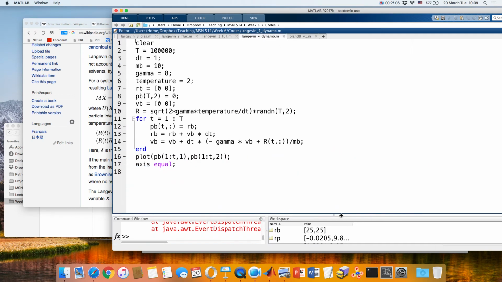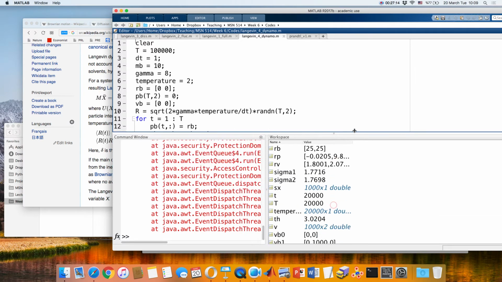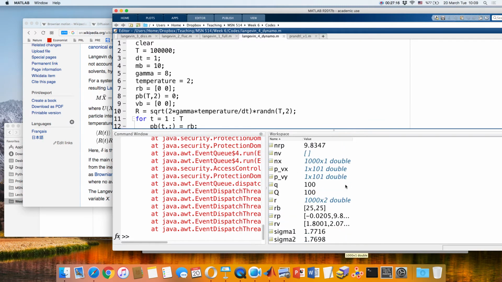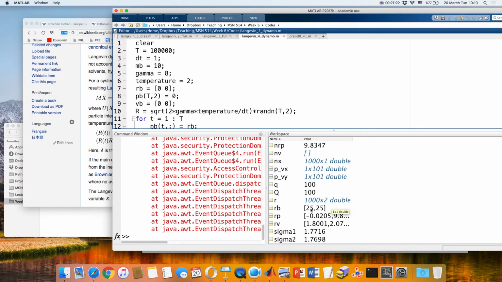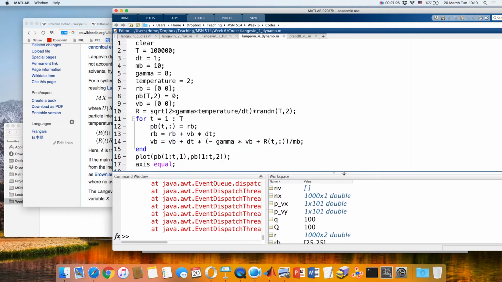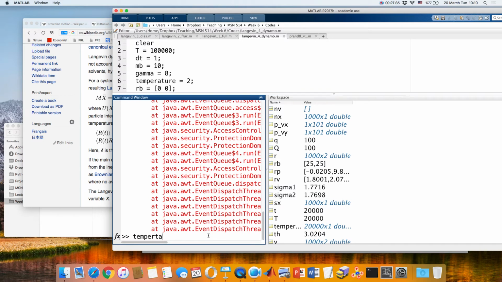Here I'm doing that. Do you see how much shorter the code is? I will use the same gamma that I got from here. What is the gamma? It's around 8. And what is sigma? Sigma can be expressed by 2 gamma temperature divided by dt. What about the temperature? What is temperature? Let's see.